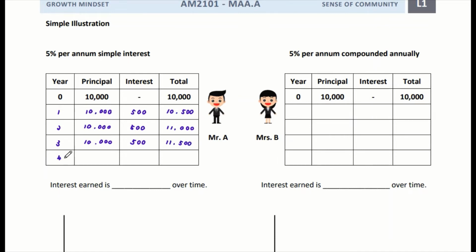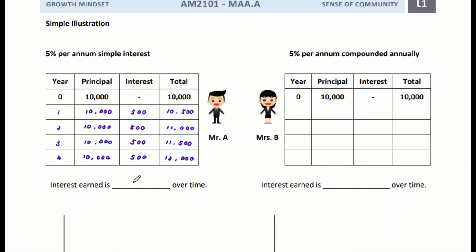After 4 years, at the end of the 4 years, it's the same thing. The principal is still 10,000 because Mr. A is not adding any money, right? So the interest generated is still 500, and at the end, he has an amount of 12,000.